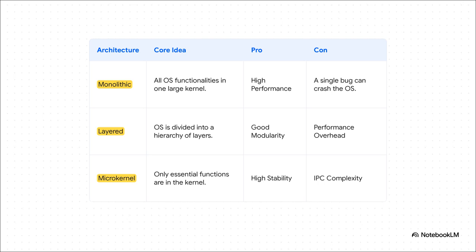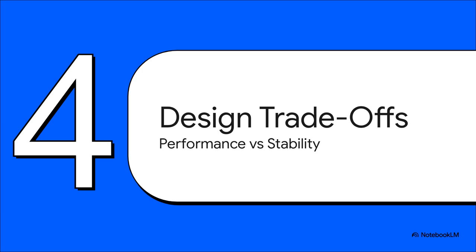Now, contrast that with the microkernel, which is used in ultra-reliable systems, like the software in your car or in a medical device. Here, only the absolute bare essentials are in the kernel, making it incredibly stable and secure. The downside? All those separate parts have to constantly talk to each other, which creates performance overhead. And the layered approach kind of tries to find a middle ground, offering better organization, but again, with its own performance costs.